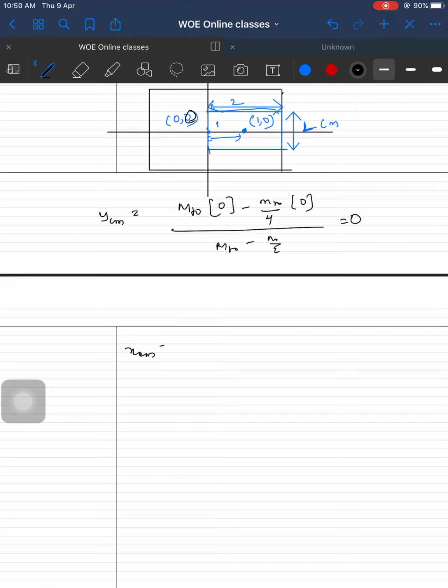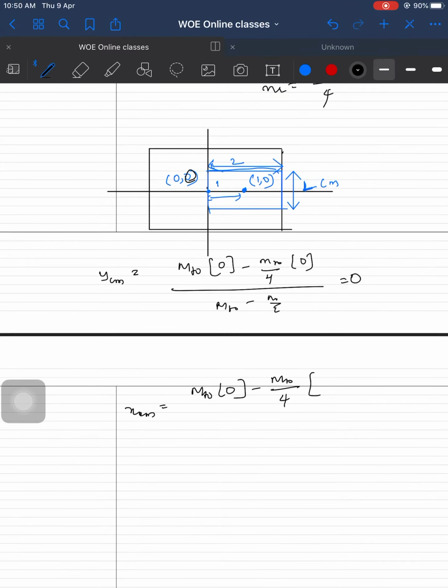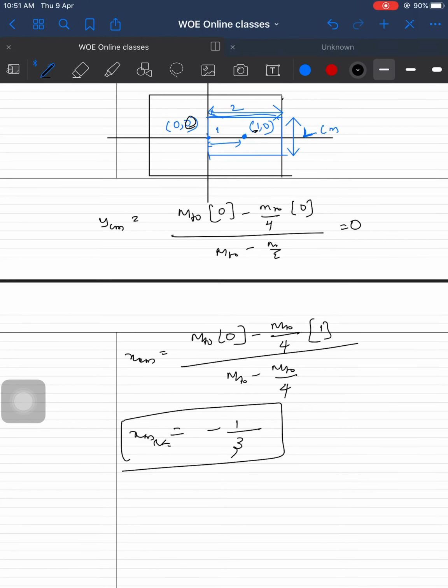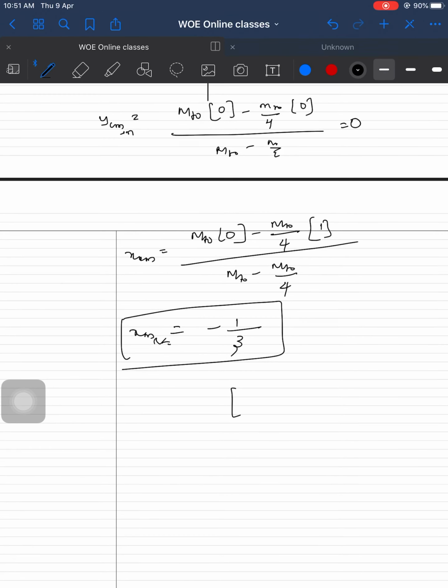X center of mass is equal to m total into 0 minus m total by 4 into 1, by m total minus m total by 4. Now m total gets cancelled, and minus 1 by 3 is remaining. So the center of mass of the remaining part is minus 1 by 3. The new center of mass coordinates are minus 1 by 3 comma 0. Okay, these are the coordinates.